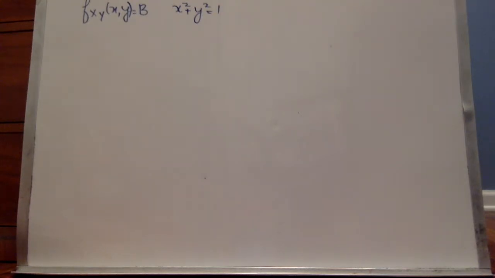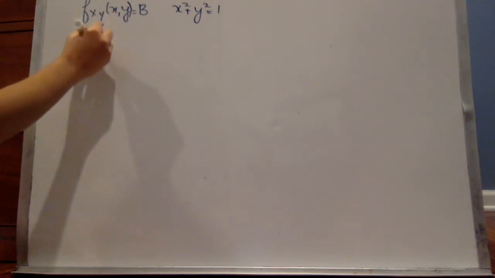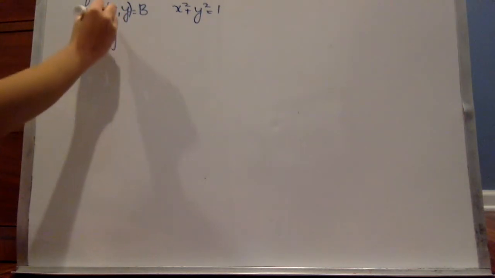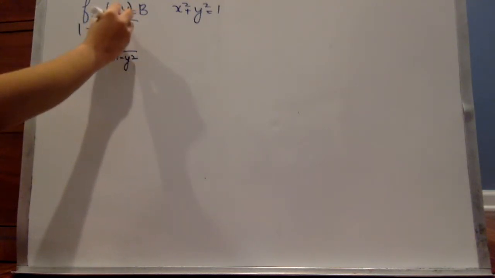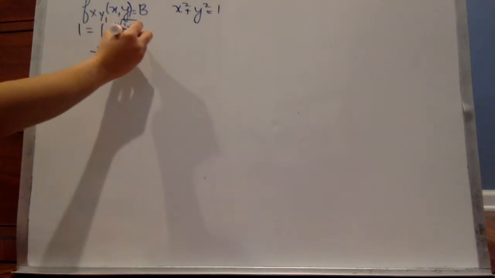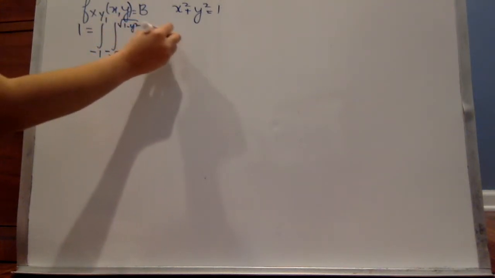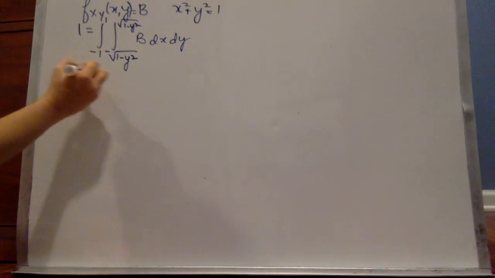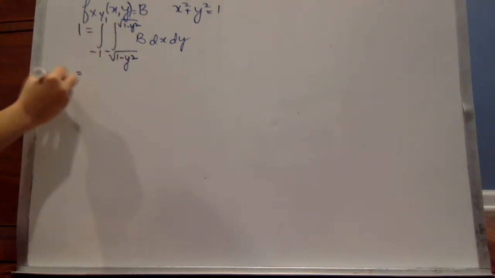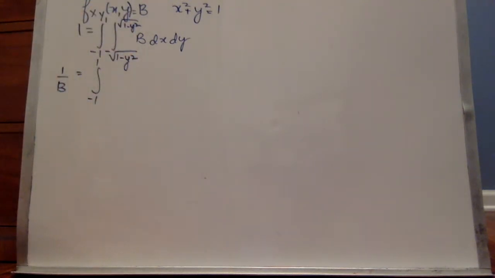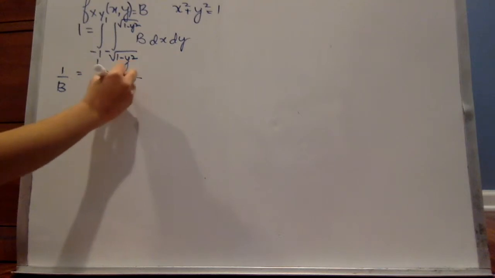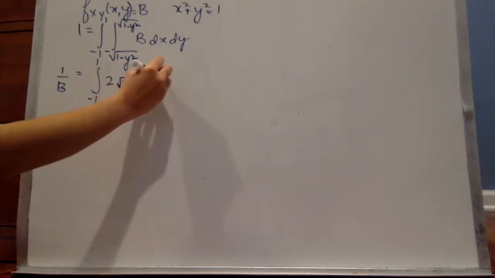density function that on integrating the probability density function over the interval that it lies on should be equal to 1. So we have 1 equals the integration from -1 to 1 and from -√(1 - y²) to √(1 - y²) of b dx dy. I'm taking b on the left hand side, so our integration will become -1 to 1, and on first integrating with respect to x, I get 2√(1 - y²) dy.